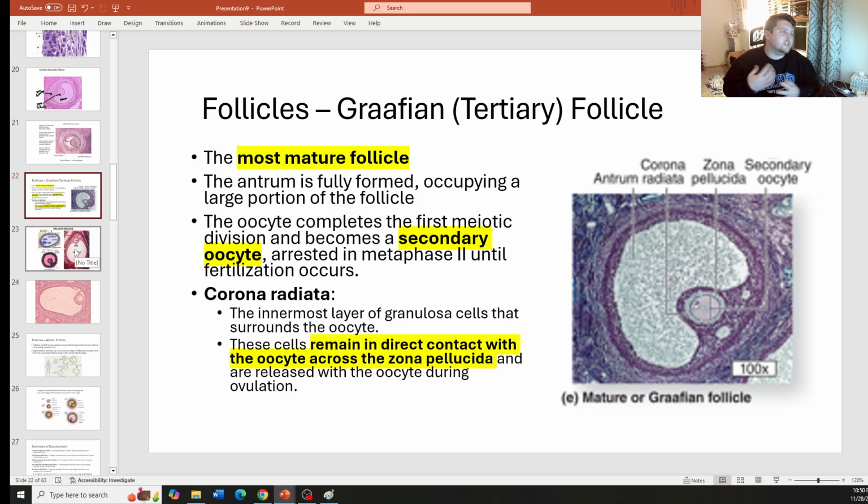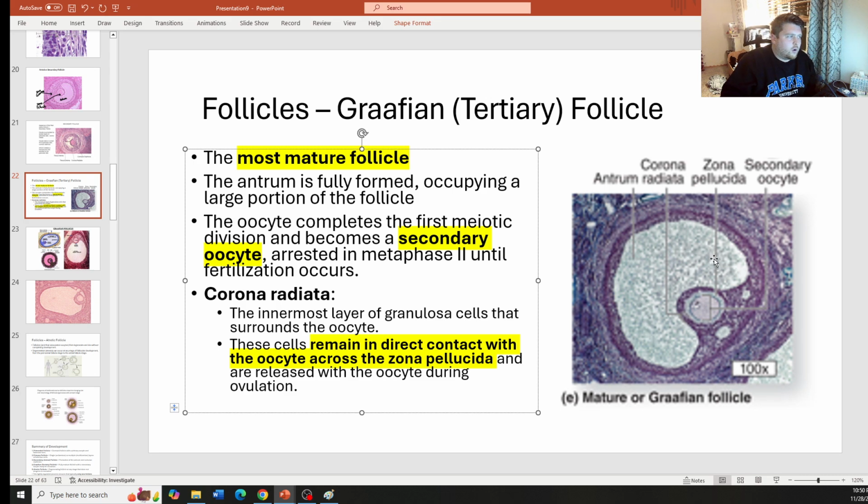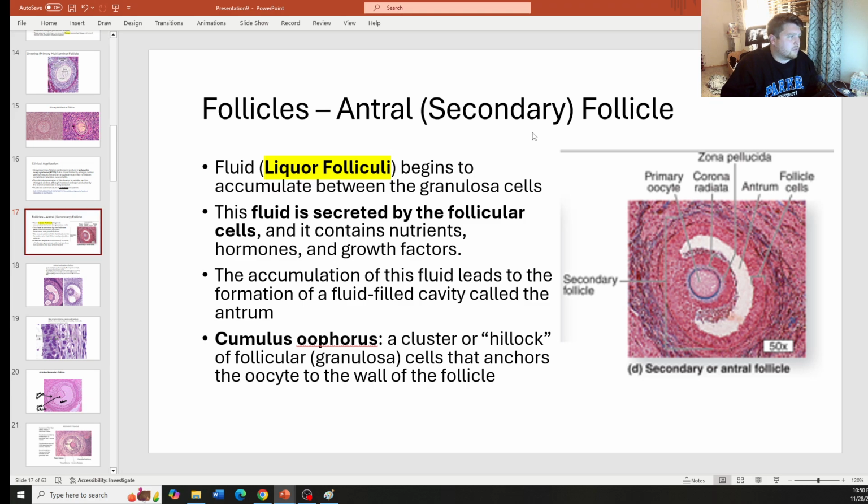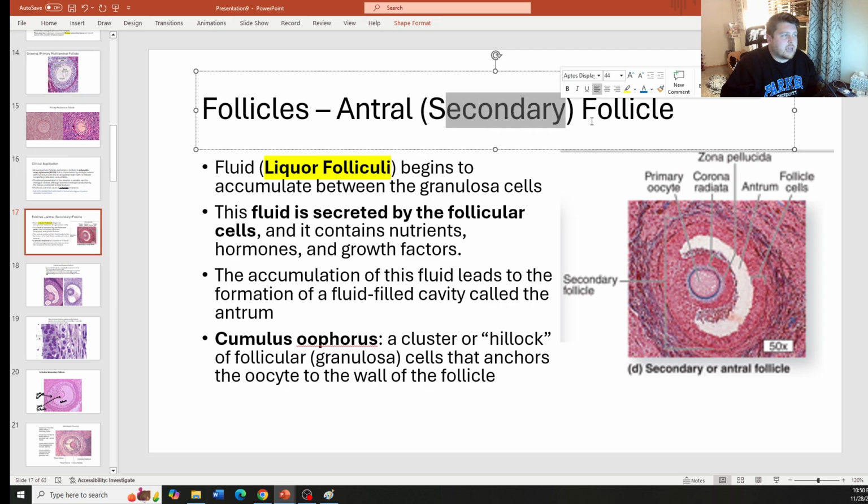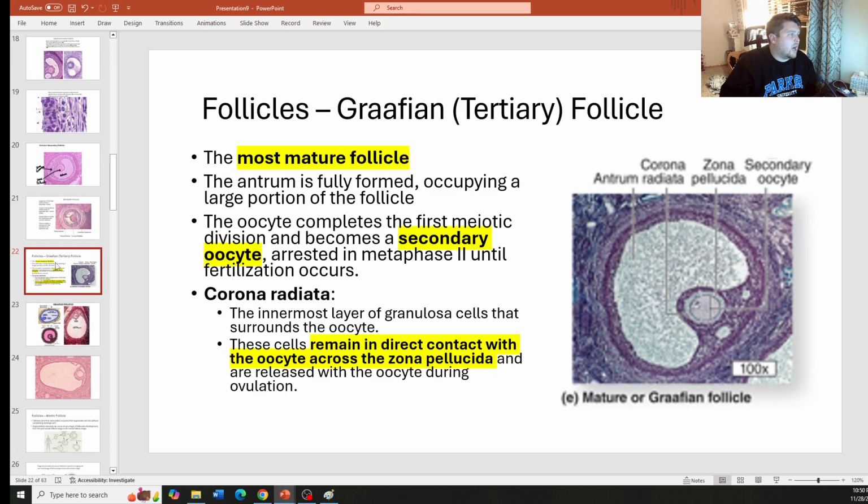So our follicle continues to develop, and finally it becomes a Graafian, or a tertiary follicle. This is the most mature follicle. The antrum is fully formed, occupying a large portion. The oocyte completes the first meiotic division and becomes a secondary oocyte. I do apologize, I misspoke, jumping back really quickly. This is the secondary follicle. We had a primary follicle. This is now the secondary follicle. Not until the Graafian follicle do we have a secondary oocyte. My apologies. So this is a tertiary follicle with a secondary oocyte.